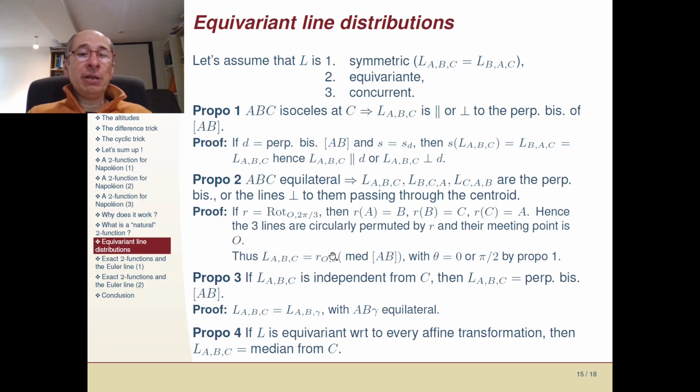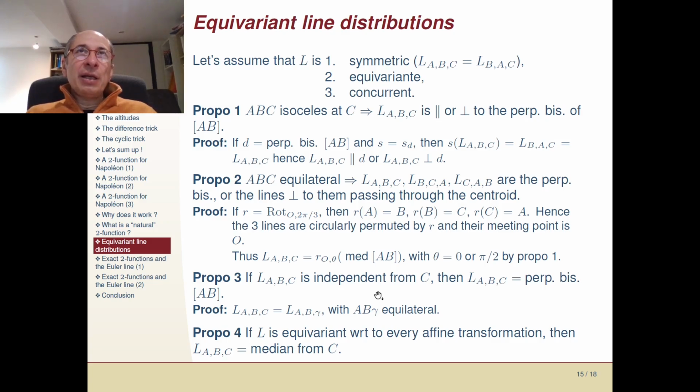And then we can also prove, using a construction which we have already seen in the Fermat and Napoléon theorem, that if we construct equilateral triangles on the sides of any triangle, and L(ABC) is a distribution which is independent of C, then L(ABC) must be the perpendicular bisector of AB. So there is a single distribution of lines which has these three properties and is independent of C. That's simple, but that's already a general result.